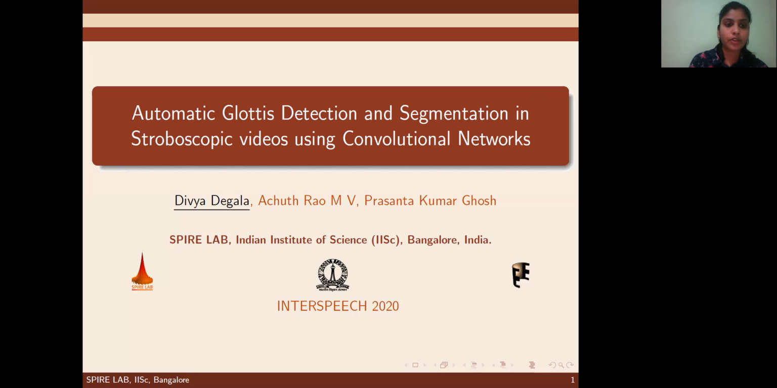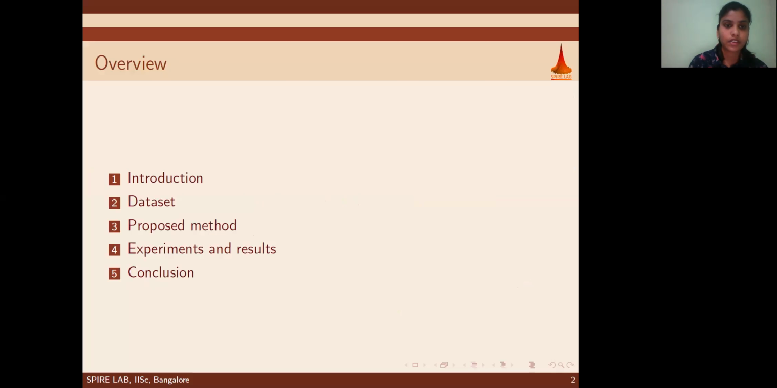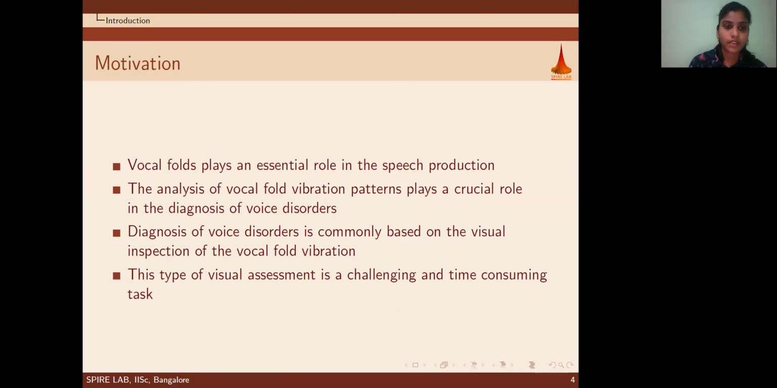Here I will be presenting our paper titled Automatic Glottis Detection and Segmentation in Stroboscopic Videos Using Convolutional Networks. These are the contents that I am going to discuss in this presentation. First, I will talk about the motivation for this work in the introduction.